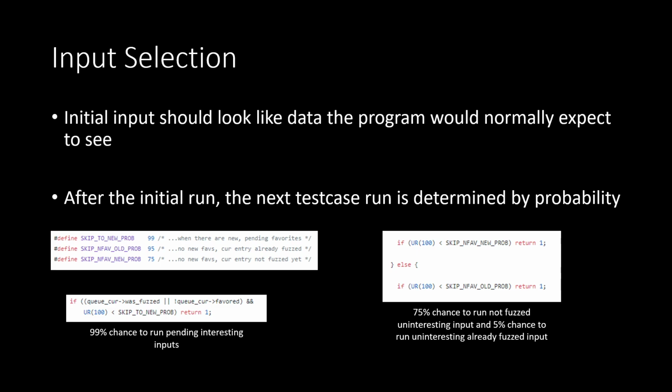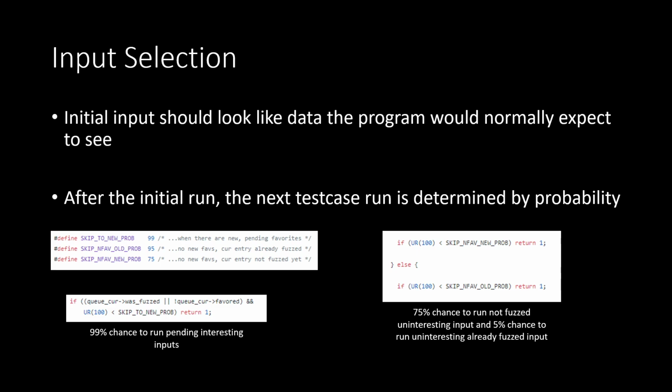But of course, after that initial run, you need to determine what tests you're going to run next. The way AFL handles this is probabilistic, and I took snippets of the code base to show you. 99% of the time, you're going to run an interesting input that hasn't been run already. I'll discuss how interesting inputs get generated, but just know that there are differences between an interesting input and a standard input. So 99% of the time, we're going to spend time running the interesting stuff.